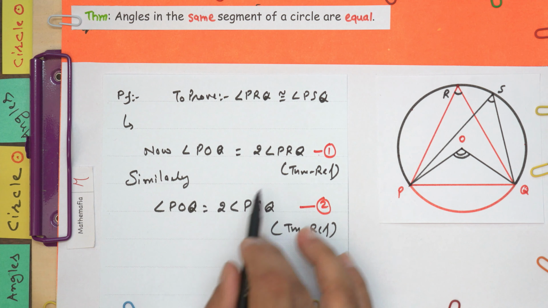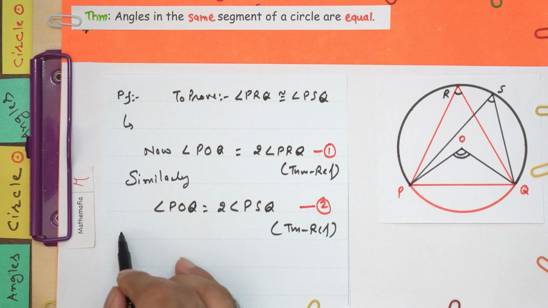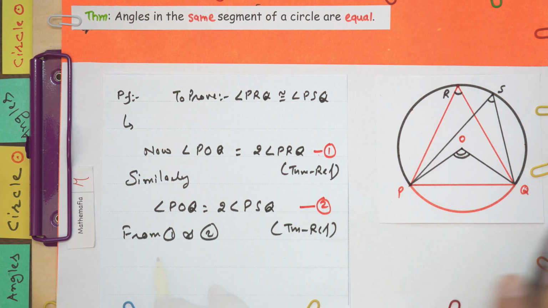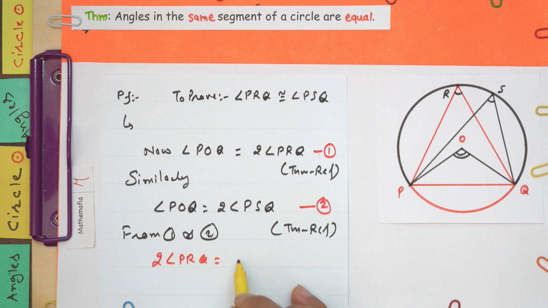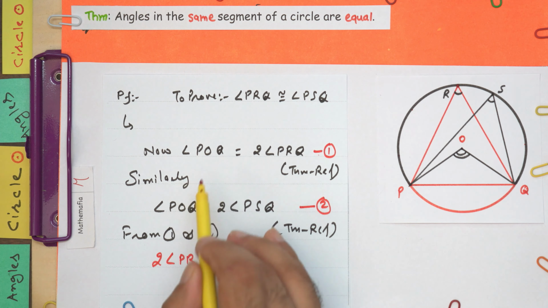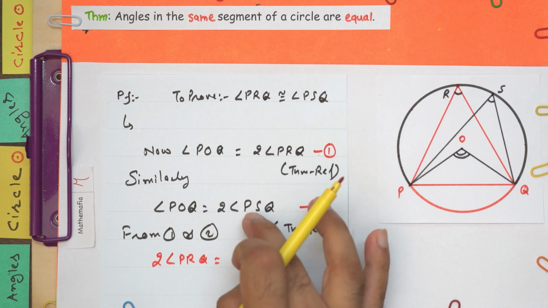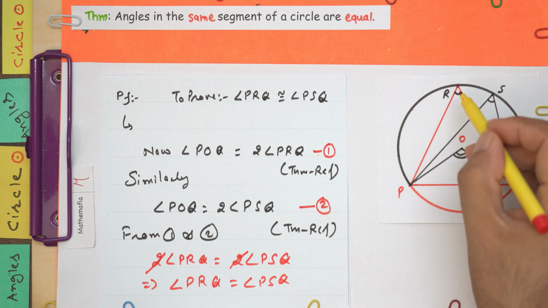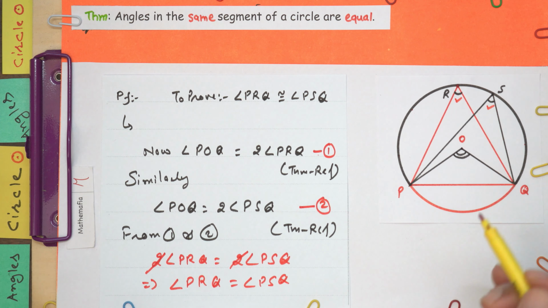So from 1 and 2, these 2 are equal. So from 1 and 2, 2 times angle PRQ is equal to 2 times angle PSQ. This is also POQ and this is also POQ, which means these 2 are equal. 2 cancels out with 2 on the other side of the equation. This implies angle PRQ is equal to angle PSQ, meaning this angle and this angle are equal.